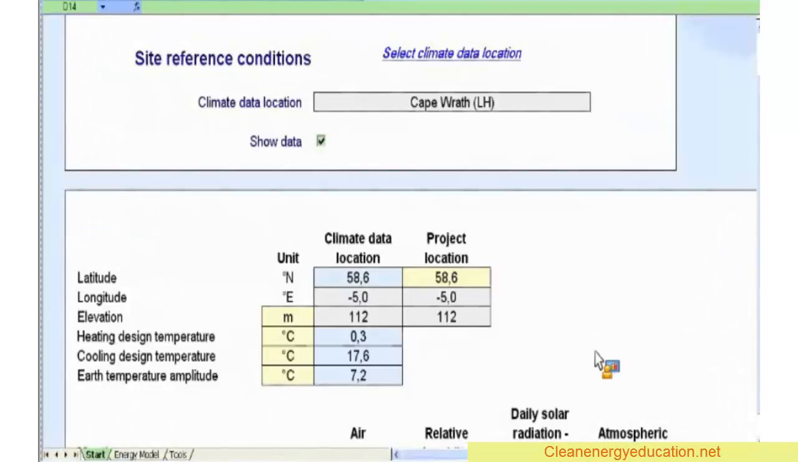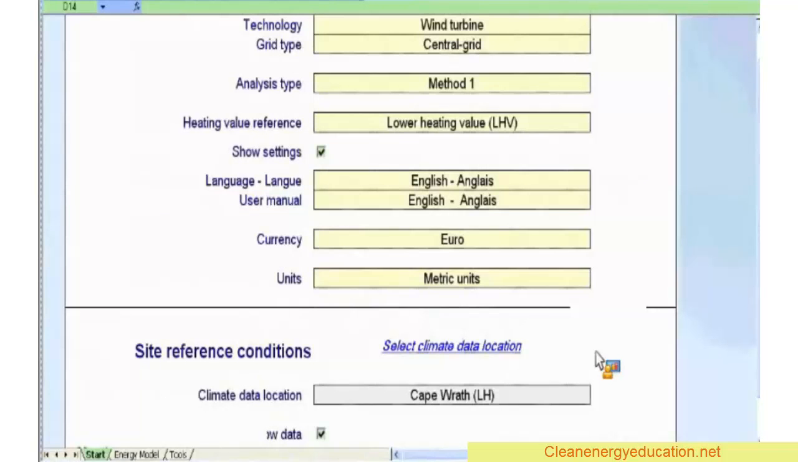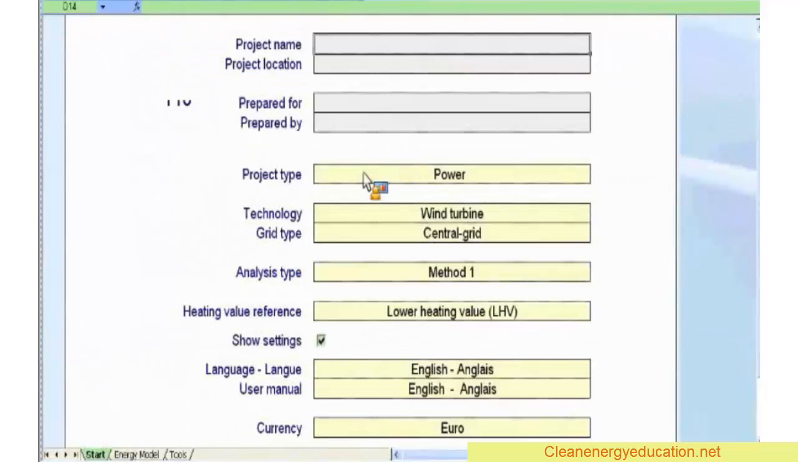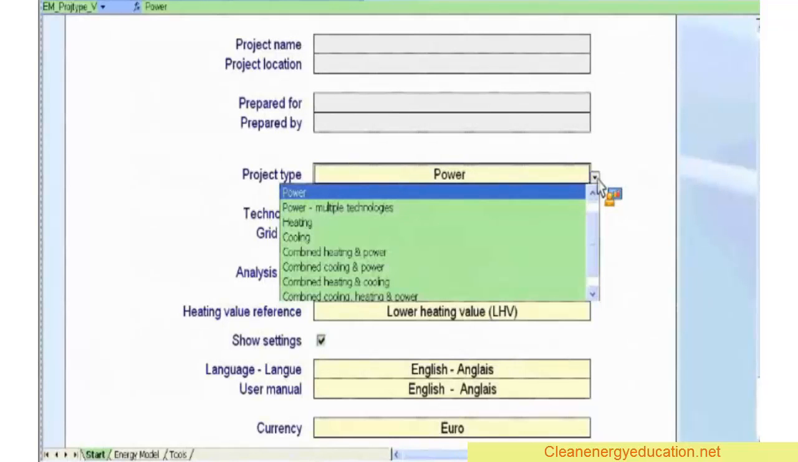Well, so now you should see this Excel sheet, which is the RETScreen model. So let's proceed in the right way. Here in the RETScreen model you have the possibility, of course, to name your project, to specify the location and other issues. Then the first point to see is clicking what kind of project you are going to analyze.